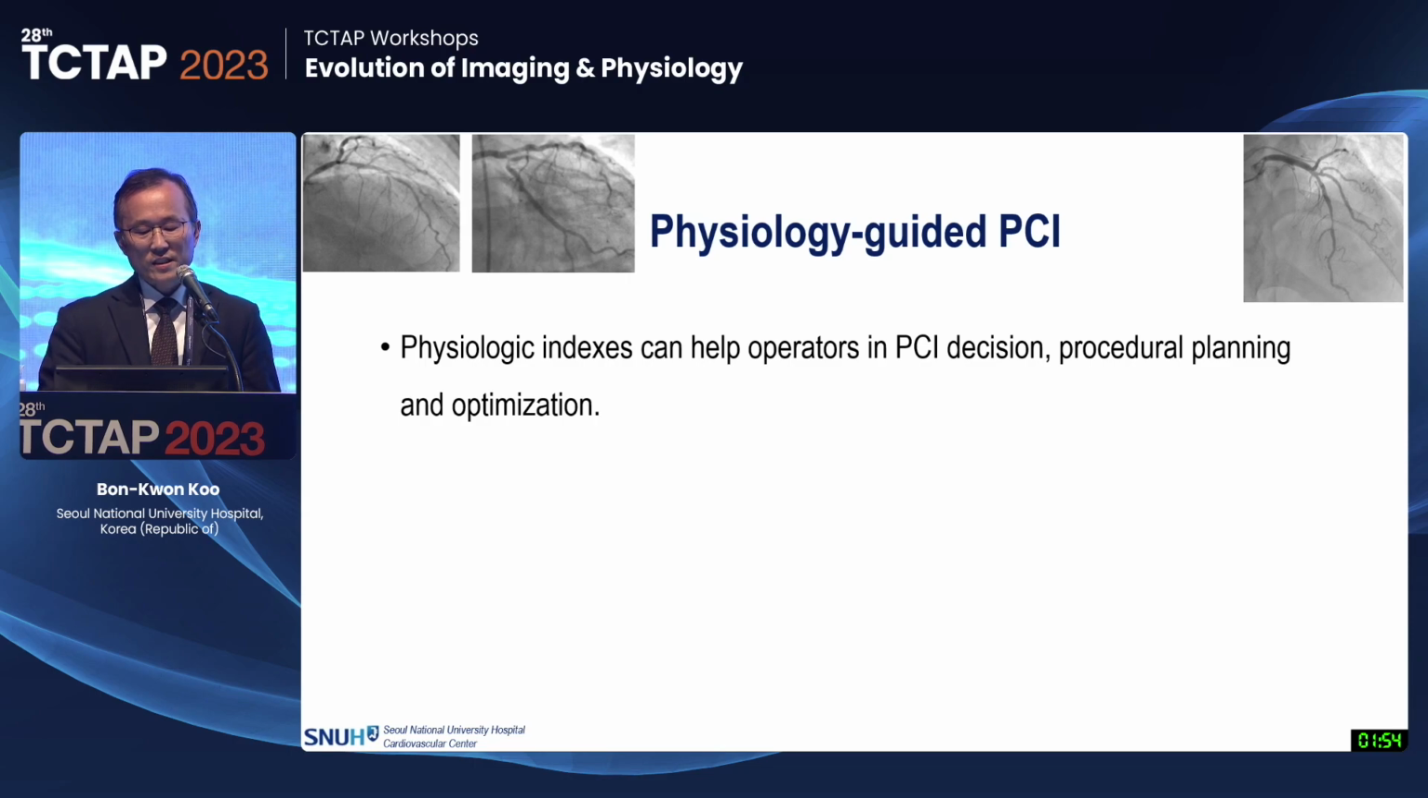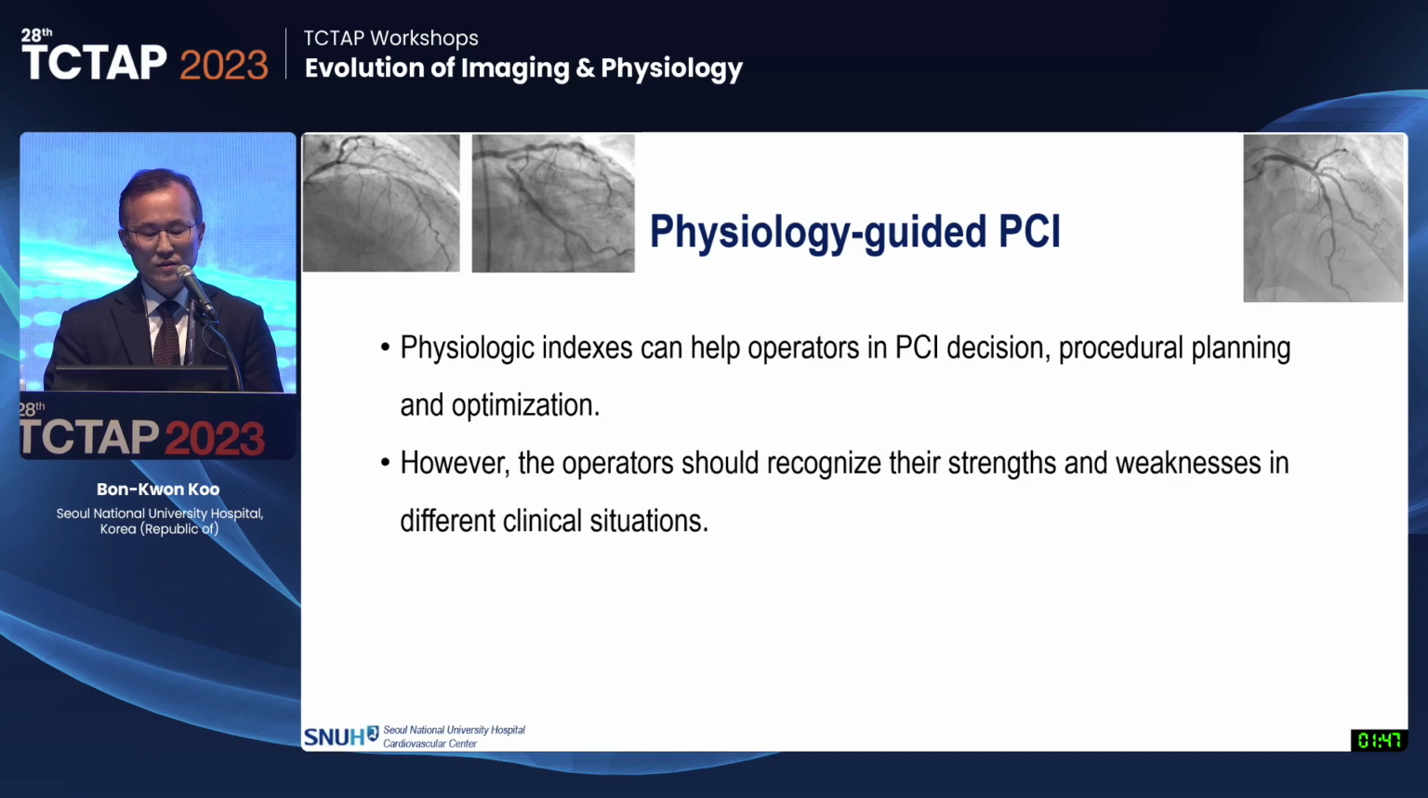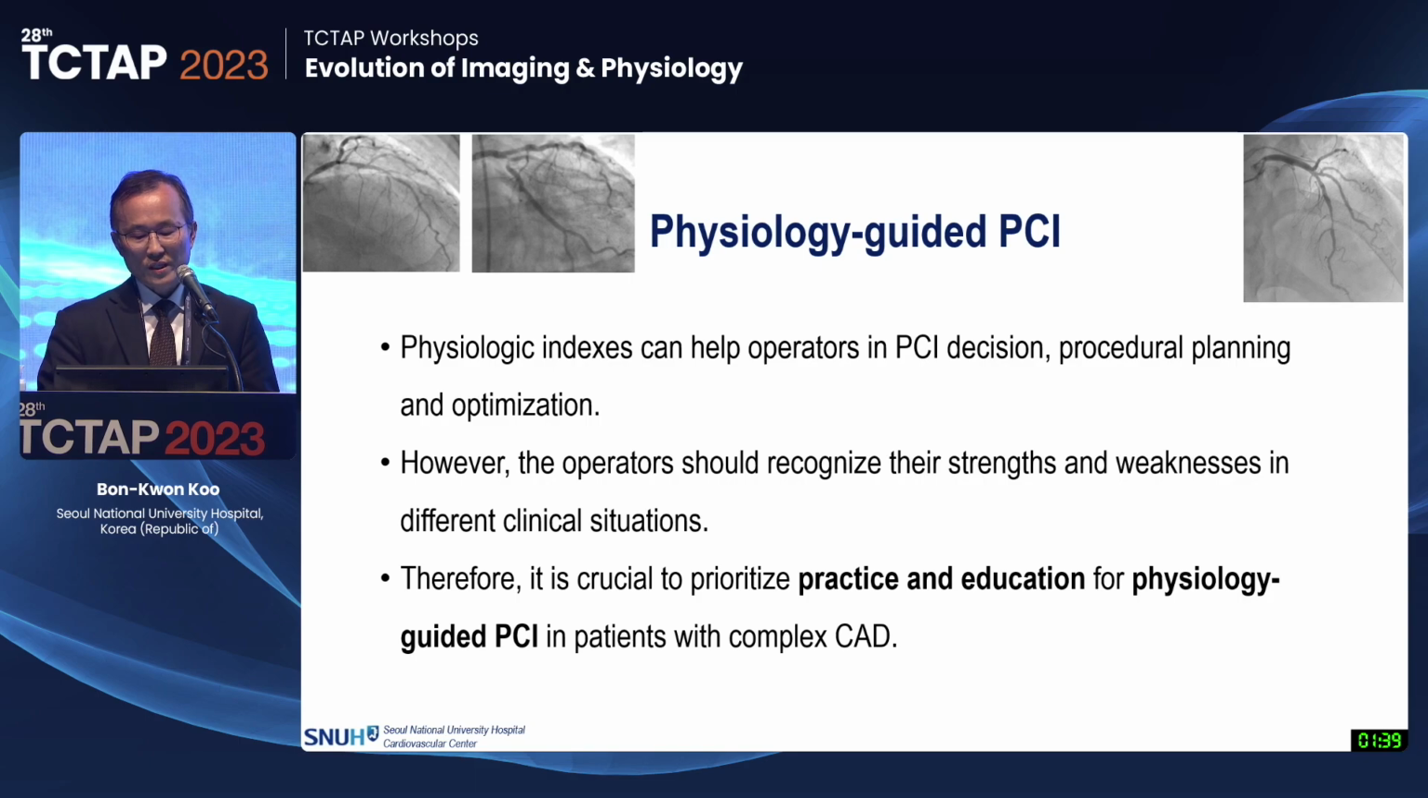So physiologic indices can help operators in PCI decision, procedure planning, and also the optimization. However, we have to understand when and how to use physiology as well as imaging or the combination. Therefore, it is very important to prioritize practice and education for physiology-guided PCI in patients with complex coronary artery disease. Thank you very much for your kind attention.